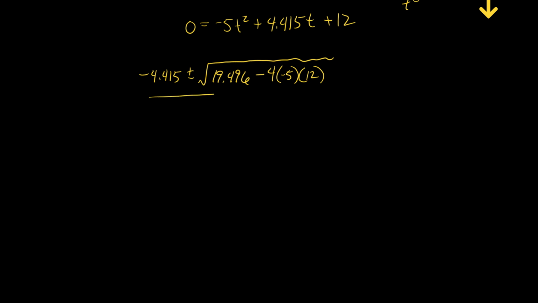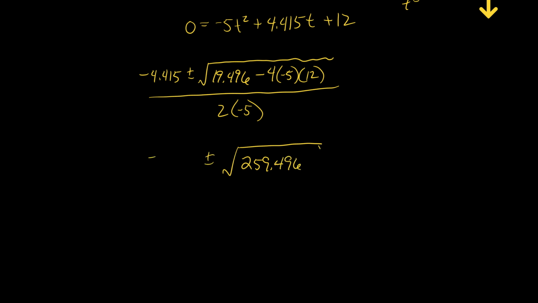All divided by 2a. All right, so 4 times 5 times 12. I get the square root of 259.496 plus or minus negative 4.415, all divided by negative 10.